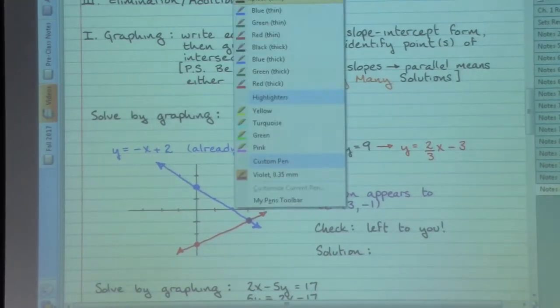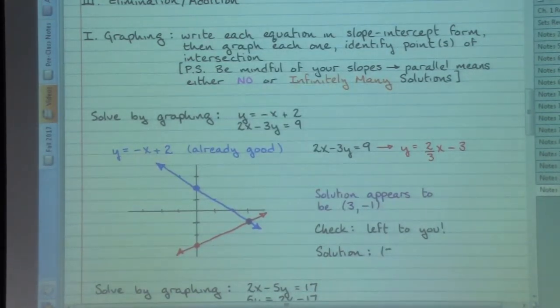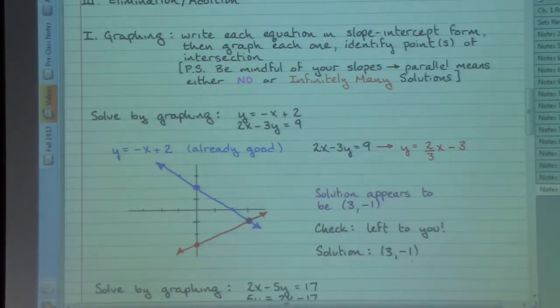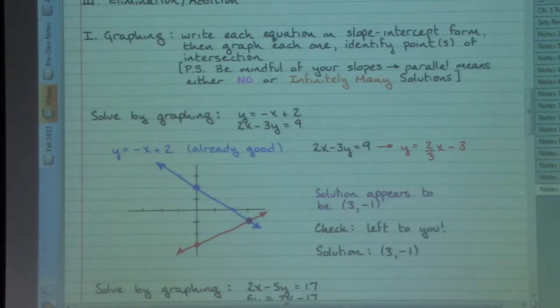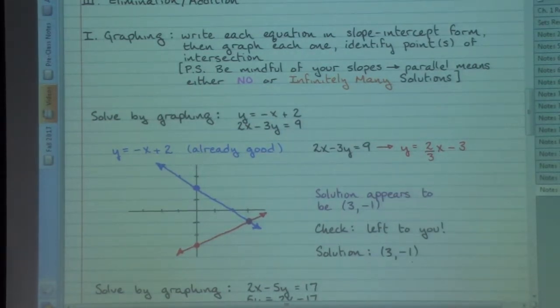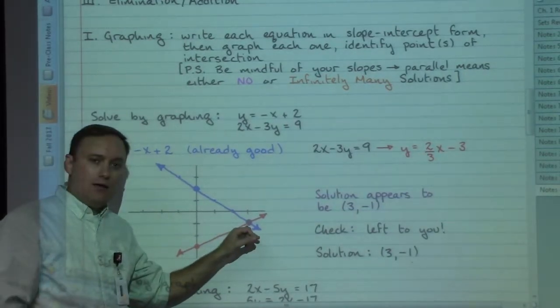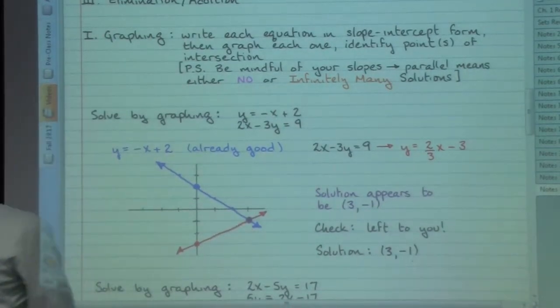And you should find that that is exactly the case, that the point (3, -1) is in fact the solution to this particular system. And again, this is great if we can identify by eye what that point of intersection is.